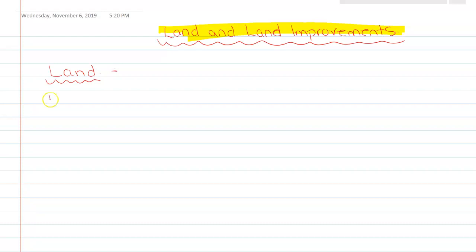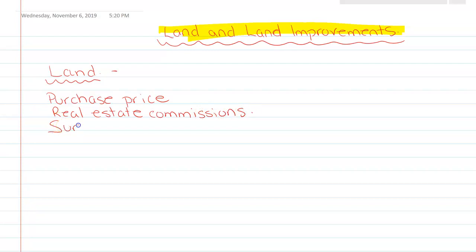And so part of the land is the purchase price. So that's what you paid to buy the land. Also, if you had to pay commissions, so if you had a real estate agent, you would include these in the price of the land. Also, if the land had to be surveyed, we could include the survey fees.